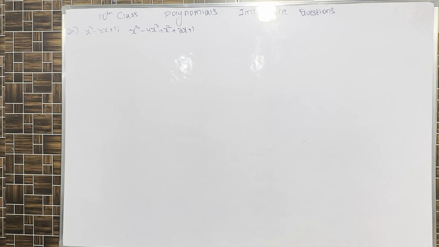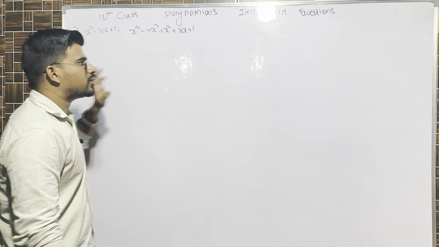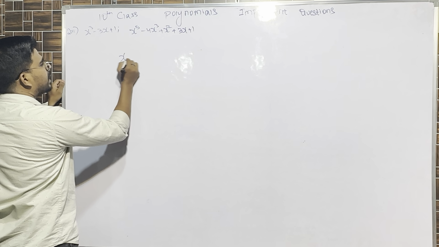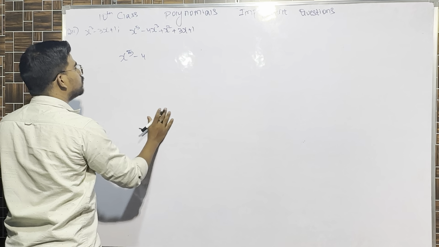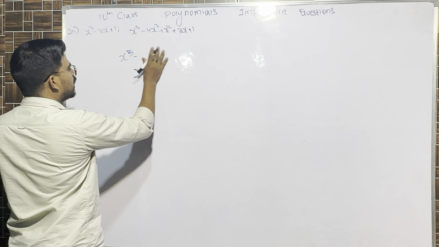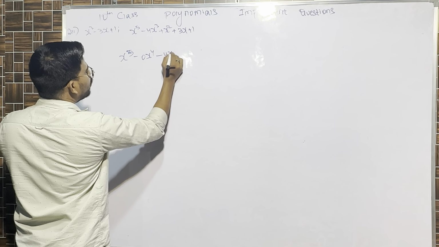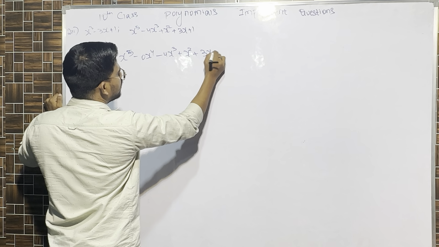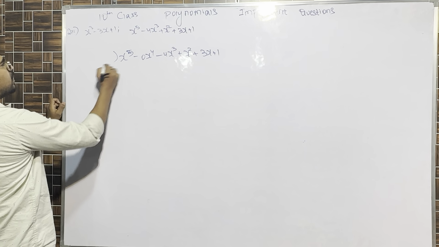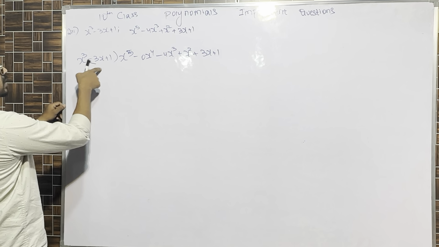If it is divisible, if after dividing the remainder is 0, then we can say that it is a factor. If the remainder is not 0, then it is not a factor. I'll write it like this: x power 5 minus 4x cube plus x square plus 3x plus 1. Here the divisor is x cube minus 3x plus 1. For this, need not to mention.